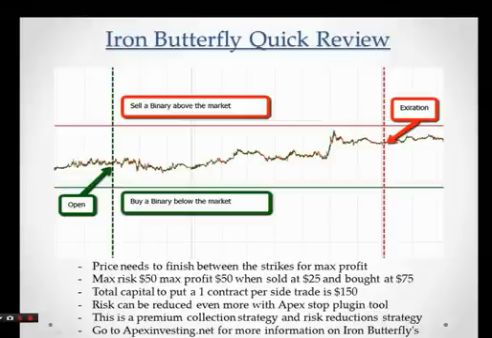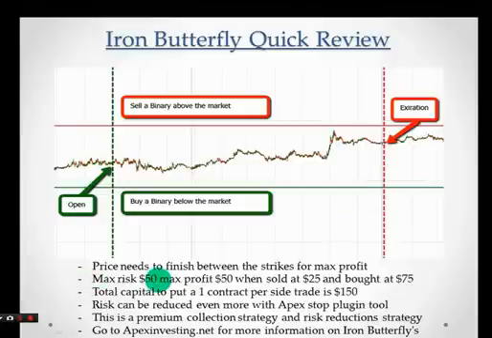Okay, just a quick overview of the Iron Butterfly, a range-bound neutral strategy. As you can see here, what you're doing is you're selling a binary contract above the market, you're buying a binary contract below the market. Okay, you have an open time here, and you have an expiration time here. The goal is to get this thing to finish in between the two strikes.